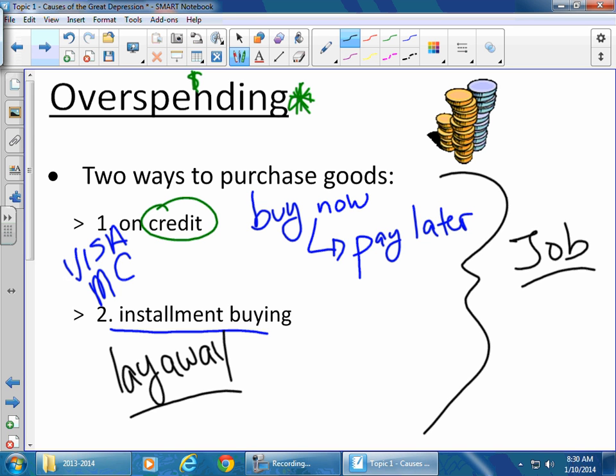If you have steady income, you can make your payments, and everybody's happy. But if something happens that forces you to lose your job, you're not going to be able to make those payments anymore. So overproduction was a biggie. Overspending is going to be a problem as well.